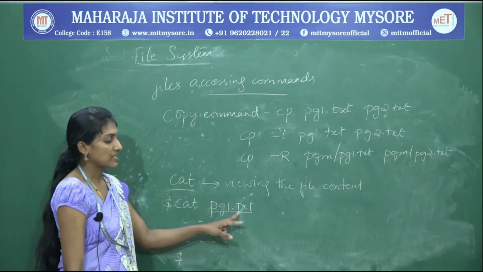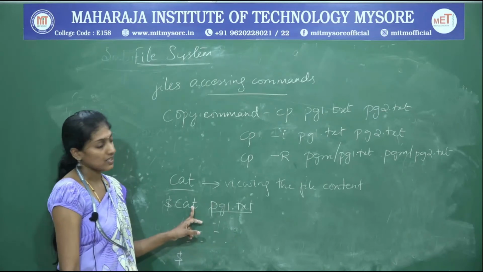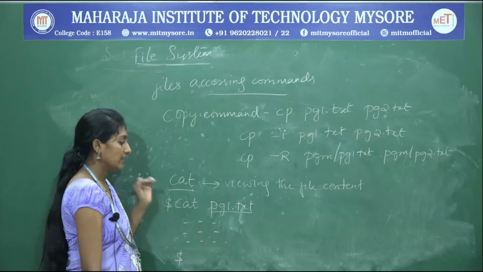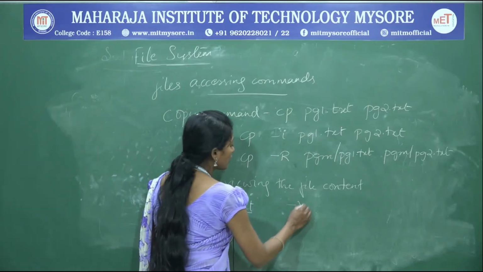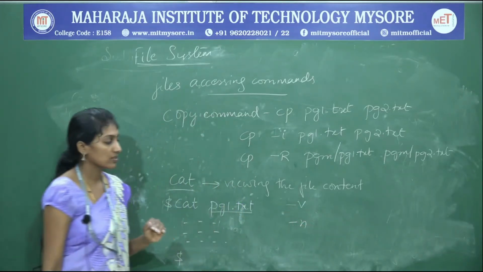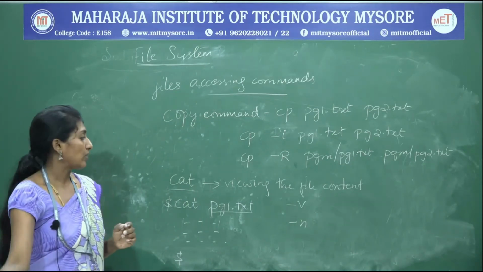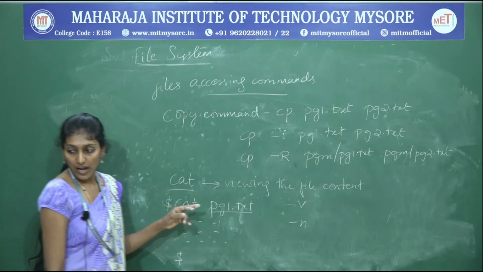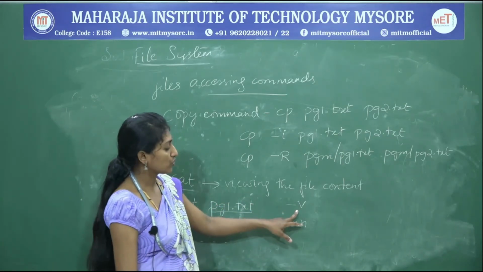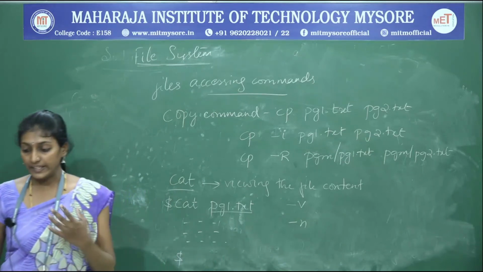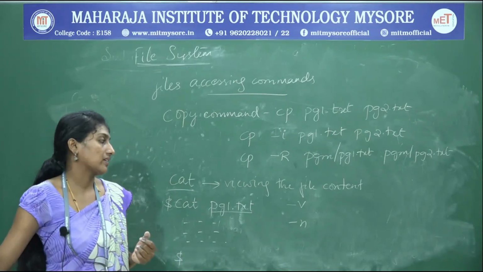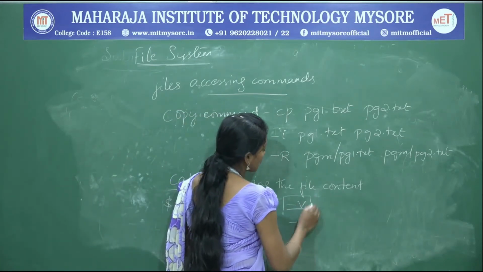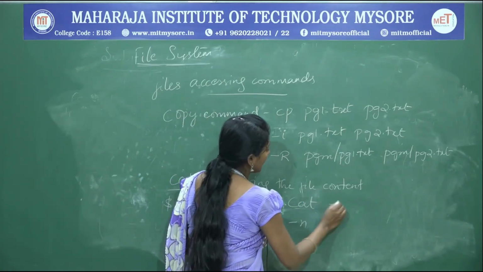So that is what this cat command does. It is used for displaying the file content or viewing the file content. Here we have some options. One is the -n option that can be used with the cat command, and one more option is -v. The -v option is used for displaying the non-printing characters. If the user wants to display non-printing characters, then he can use cat -v.